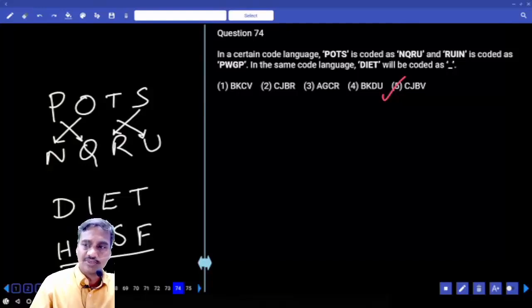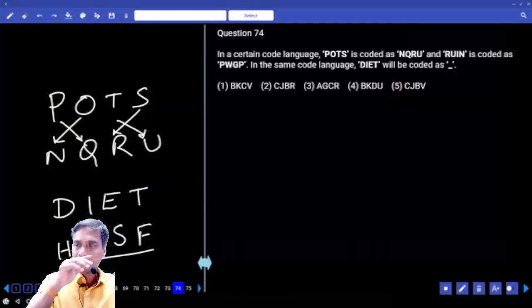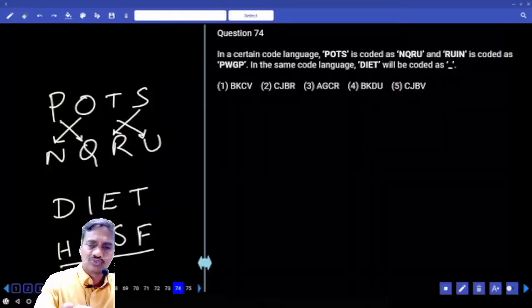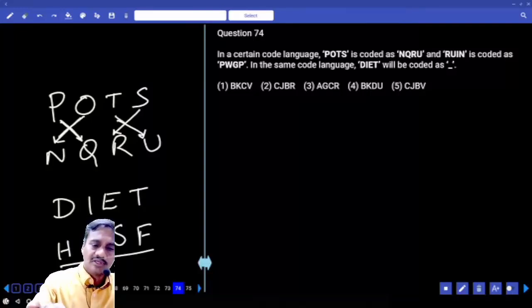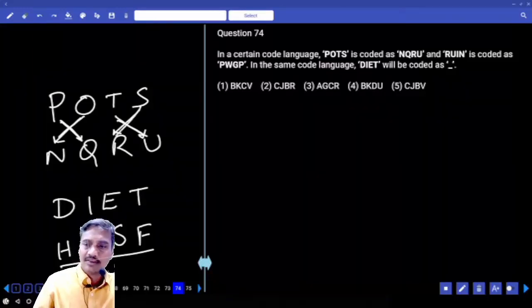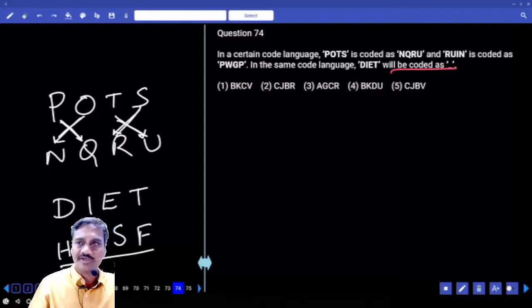Now the question is about what? E is coded as... And plus 2, P plus 2 is Q, O, O and N minus 1. T and U plus 1, S and R minus 1. Does it fit or not? And in the same way, dash will be coded as DIET, isn't it?